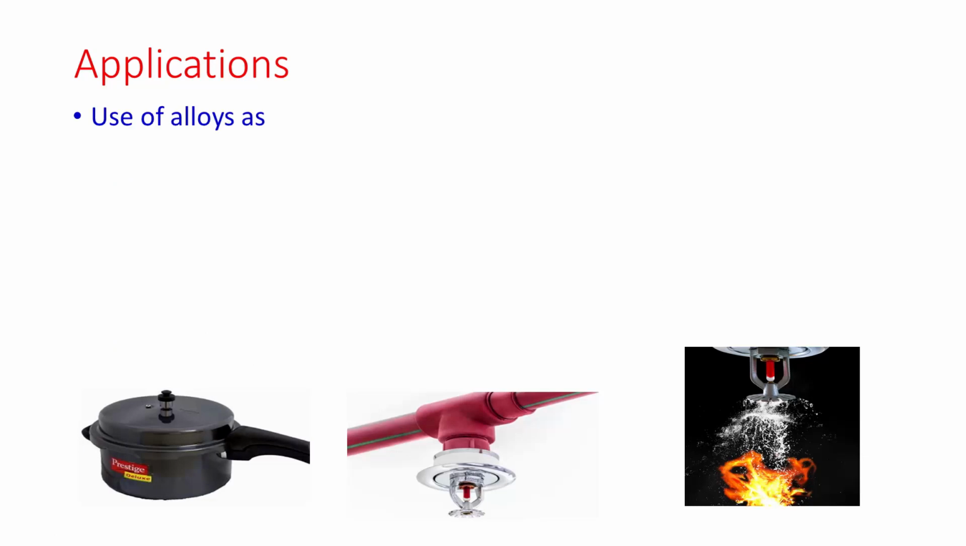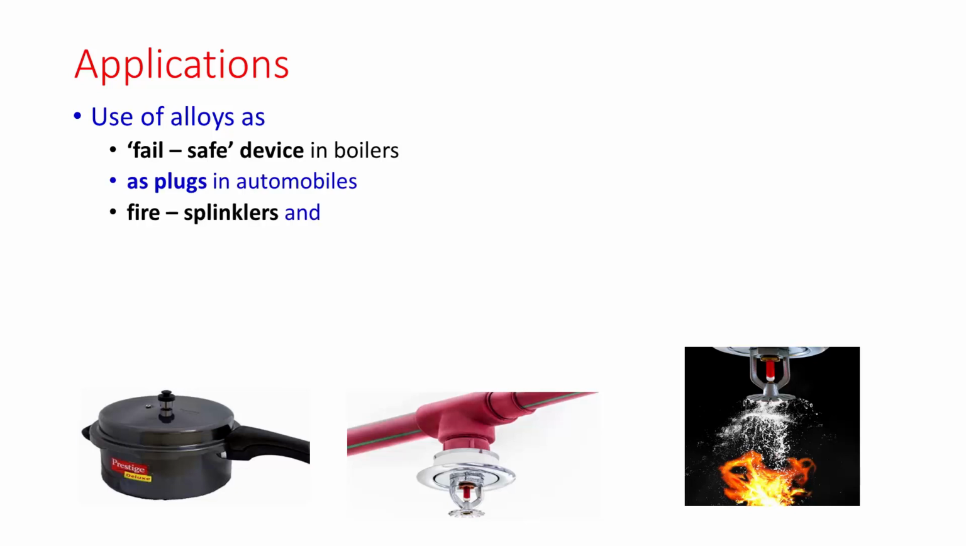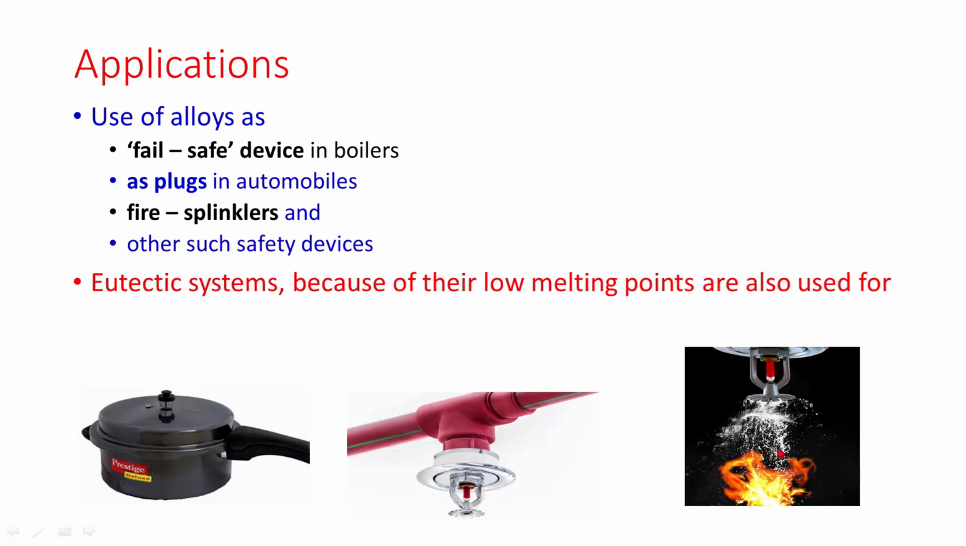Applications: use of alloys as fail-safe devices in boilers, as plugs in automobiles, fire sprinklers, and other such safety devices. Eutectic systems, because of their low melting points, are also used for joining two metal pieces together. For example, lead tin solders.